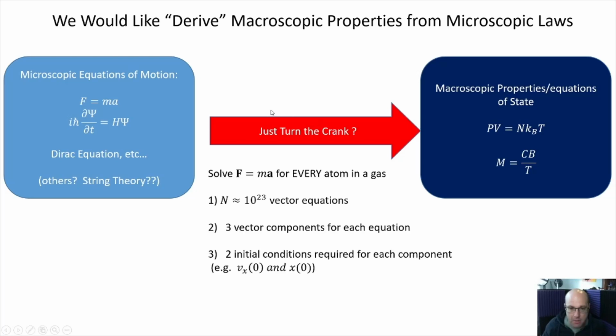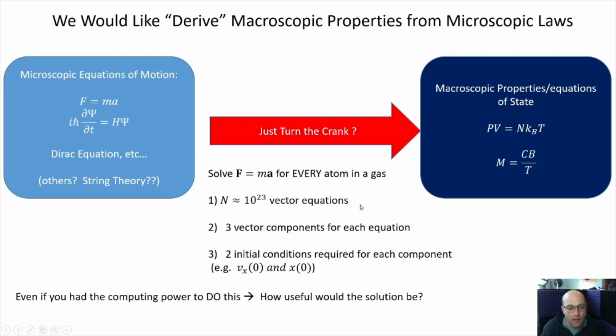Just turn the crank? And by that I mean, do you solve Newton's second law for every atom in a gas? And so think about, if you would do that, you have 10 to the 23rd vector versions of F equals ma that are all coupled together, of course. Each of the vector equations has 3 components. You're going to need some initial conditions. It's a mess, right? And an important point is that even if you could solve F equals ma for every atom in a gas, what would you do with the actual solution? It would be impossible to work with in any useful way.